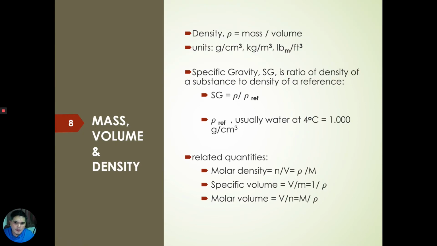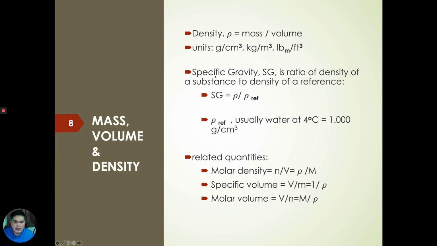Just now we talked about mass flow rate and flow rate itself. Now we would like to talk about mass, volume, and density. So we know that density can be represented by mass over volume, and the units can be gram per centimeter cubed or kilogram per meter cubed, and so on.